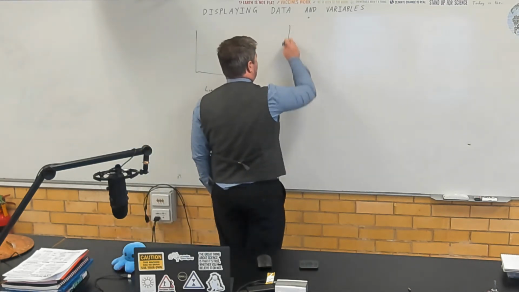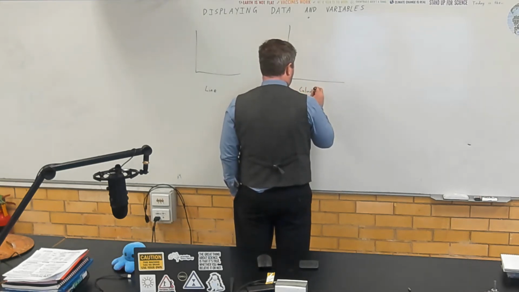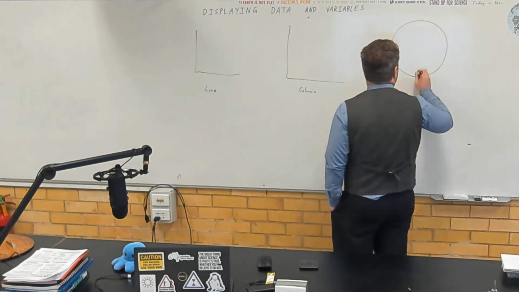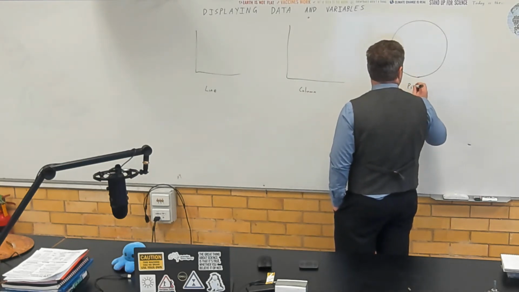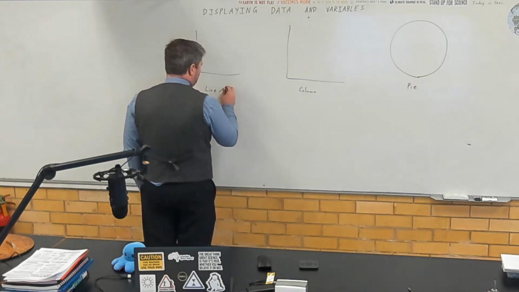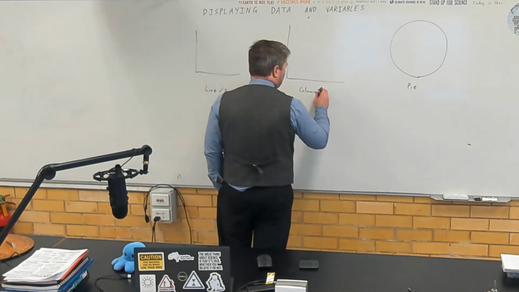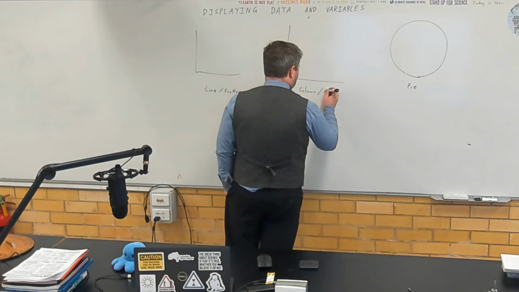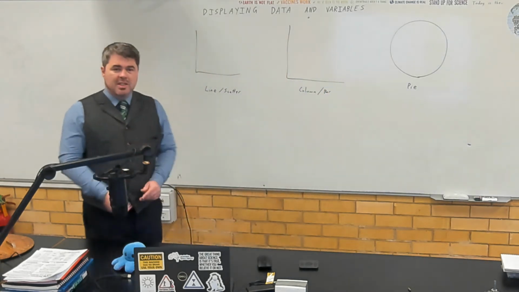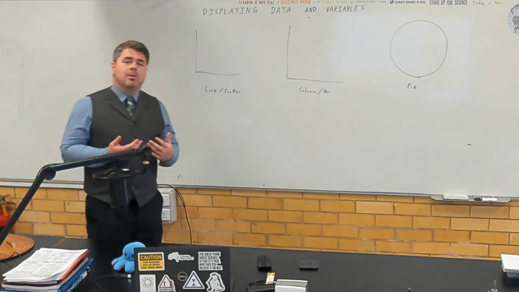Line graph, column graph, and a pie graph. Now, line is also interchangeable with scatter, and column is also interchangeable with bar. Now, the reason why we're looking at these three in particular is because these are the most commonly used in science to display data, okay?